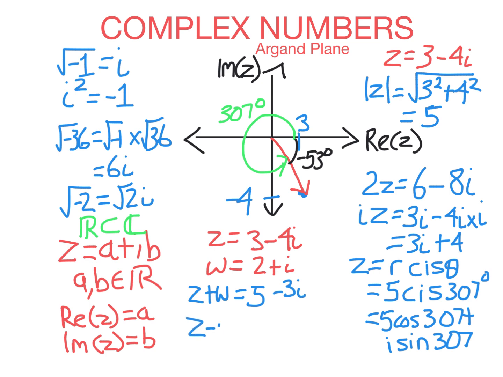Similarly, z minus w, we subtract the components. Real minus real, 3 minus 2 is 1, and then imaginary minus imaginary. Negative 4 minus 1 is negative 5. How easy is that?